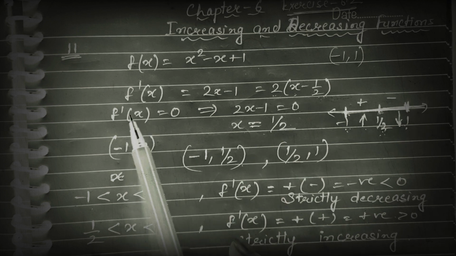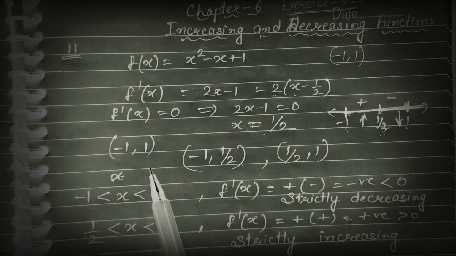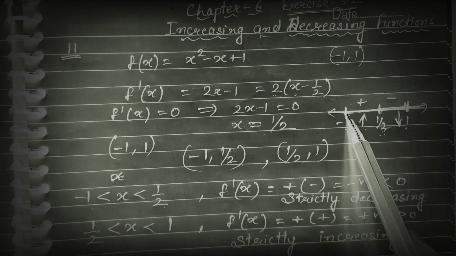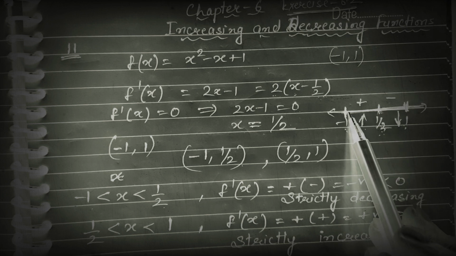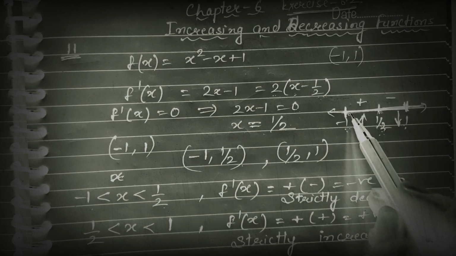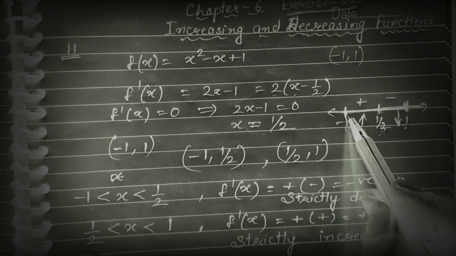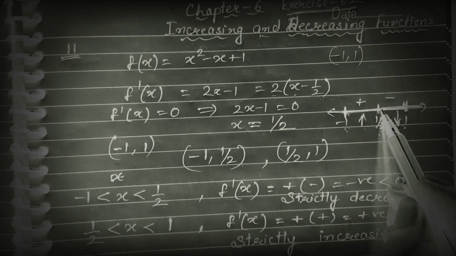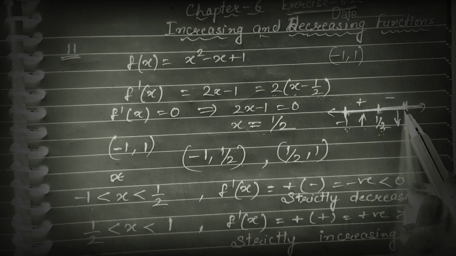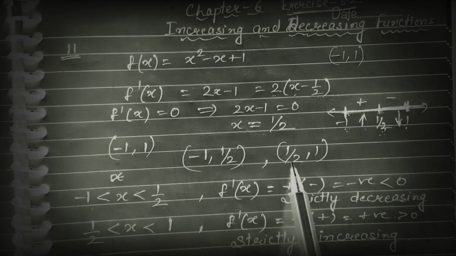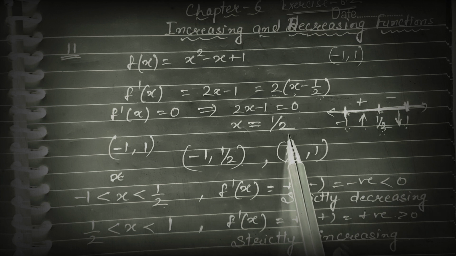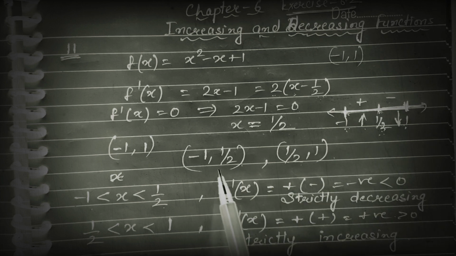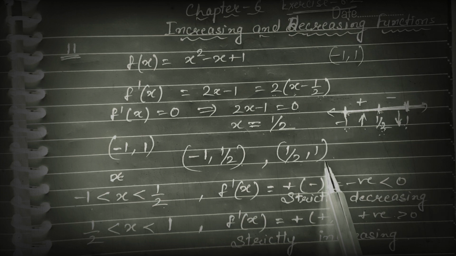At x equal to 1/2 the derivative of the function is 0. The values given are -1 and 1, and we will take 1/2 in between them. So we will take 3 points here: -1, 1/2 and 1. So the intervals will be -1 to 1/2 and 1/2 to 1. So we will take 2 intervals here. Firstly take the derivative, then put it equal to 0 and find the value of x, then make the intervals.